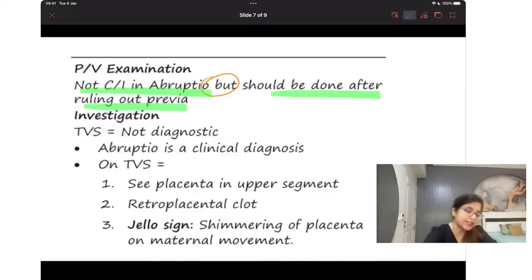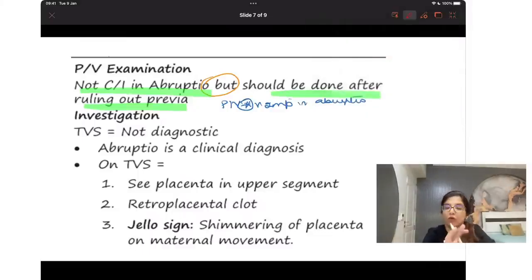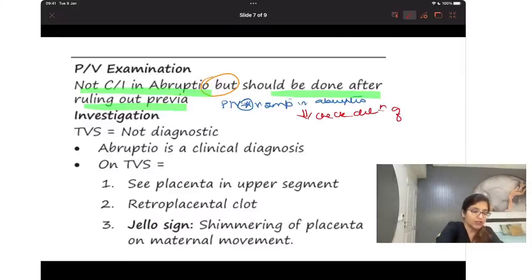But should you be doing a per-vaginal examination? Yes, per-vaginal examination is very important in abruptio. Why? This is because, as I just told you, whenever the placenta separates, thromboplastin is released. And when thromboplastin is released, the process of labor is initiated. So a patient who has come to you with abruptio will already be in labor. So you have to check the dilatation of the cervix, and that can be done by doing a per-vaginal examination. So yes, per-vaginal examination is mandatory in patients of abruptio, but it should be done only after ruling out placenta previa.